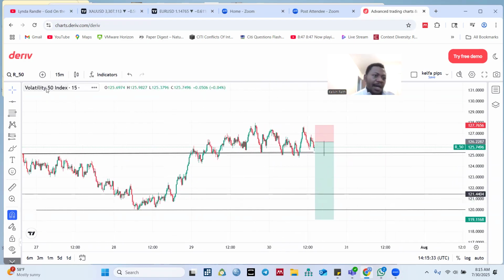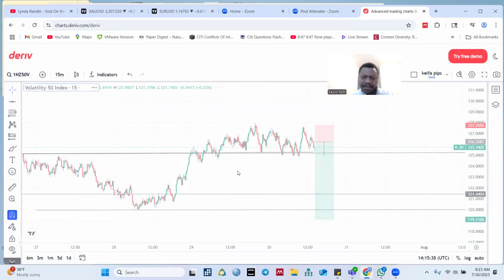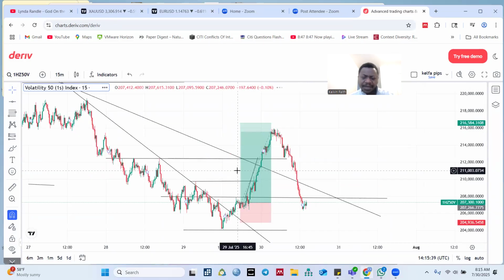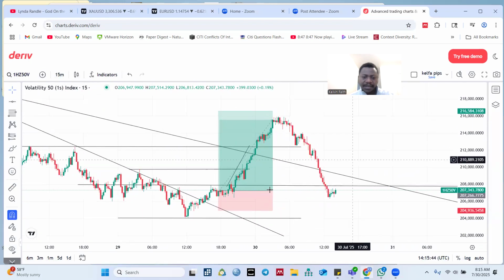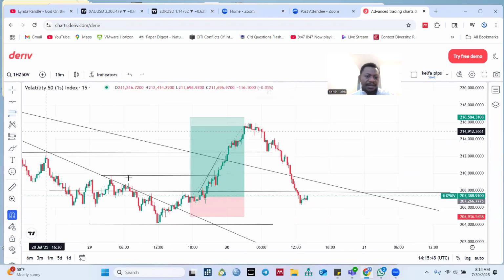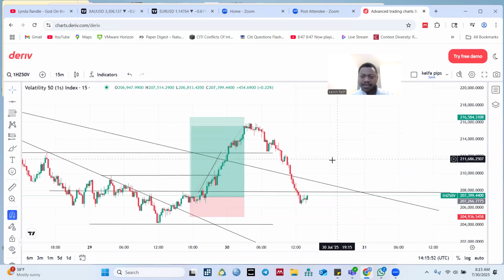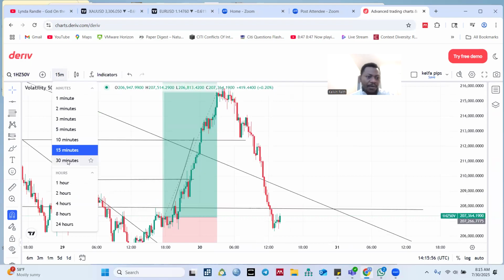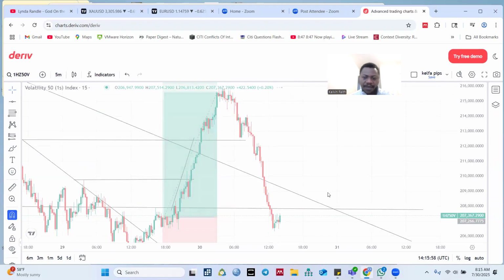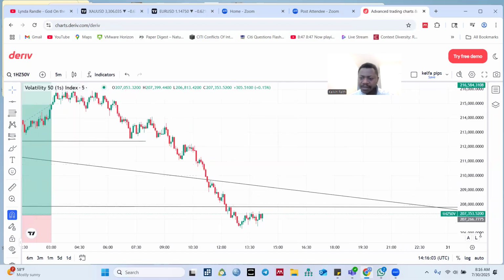So let's quickly check out the V51s setup and see. Good, so the setup is forming. Yesterday it gave this leg nicely, and today it has retraced back to discount. So let's see, what were we looking for? I was looking for a break of structure on 5 minutes or 15 minutes in order to take an entry.